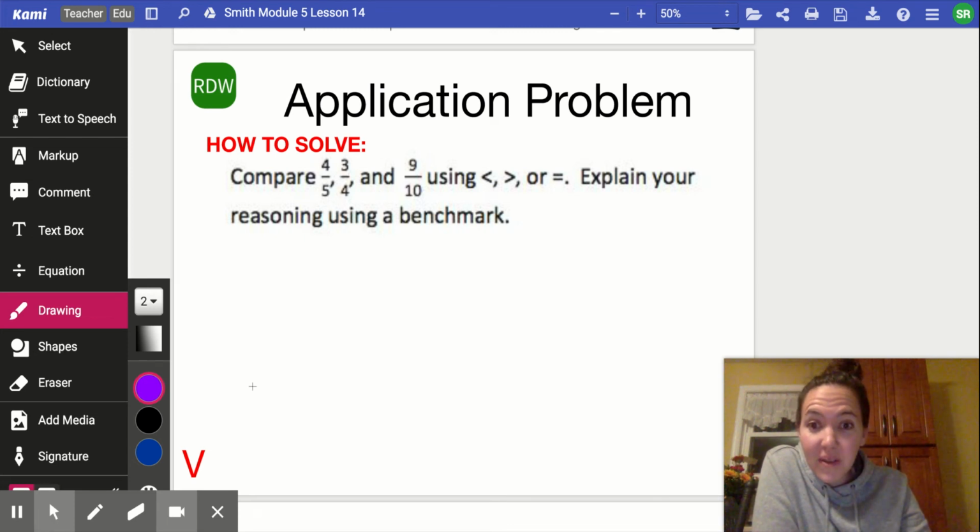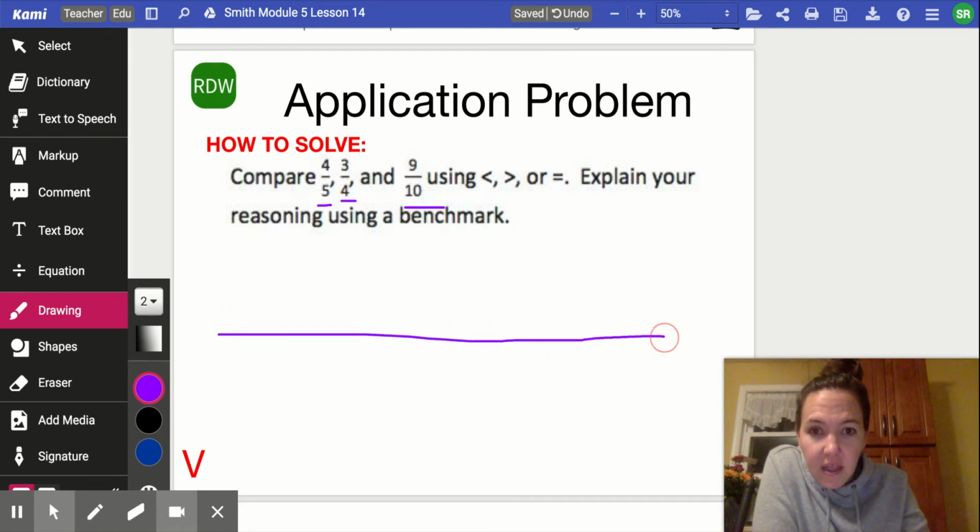Okay, this was a really hard problem because you had 3 fractions at once for the first time. But today we're going to find that these fractions have some differences that you've learned about already. Let's start by drawing our number line. Now I notice that these are all less than 1 whole. So I'm going to mark it here as 1.